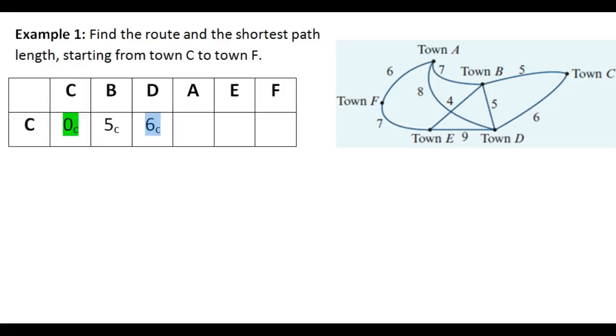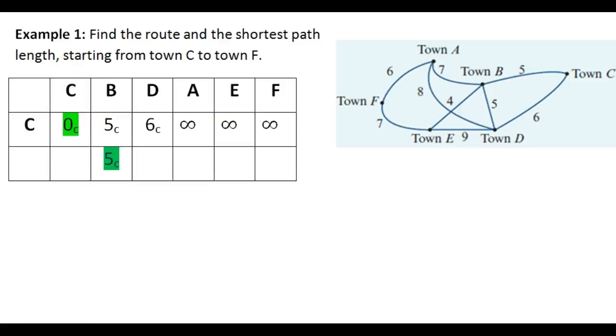Now there's no direct route to get to A from C, or E, or F. So those routes are marked as an infinite distance to show that. Now we look at the other values in the row other than the one we've boxed, and the smallest one is this one here, 5C. So it becomes the boxed value for the next row, and that next row came from column B, so we're going to now look at our routes from point B.